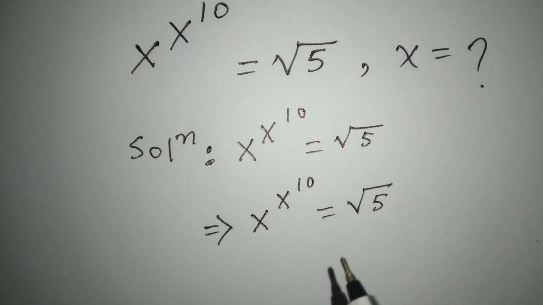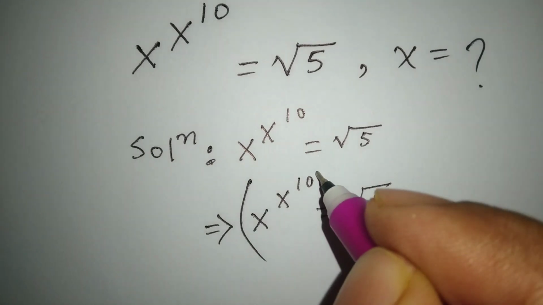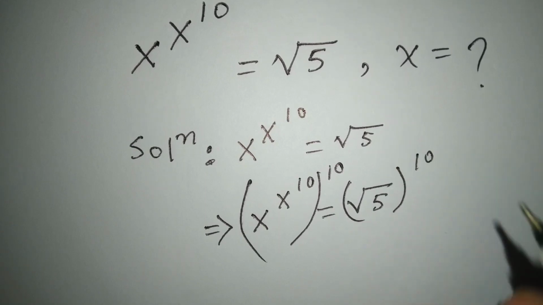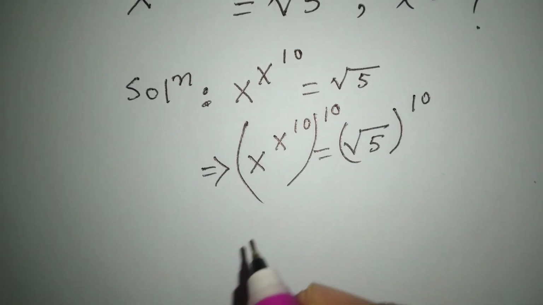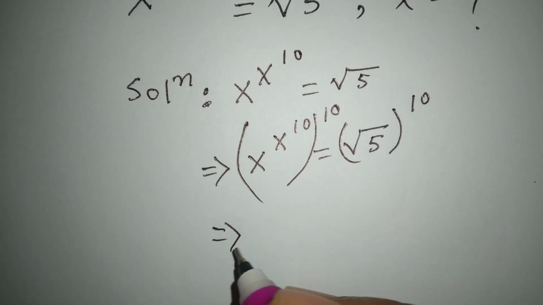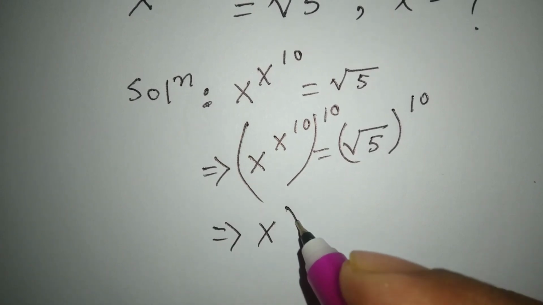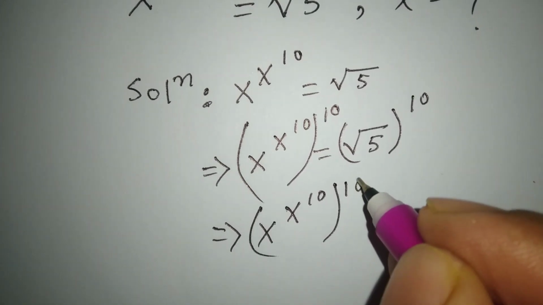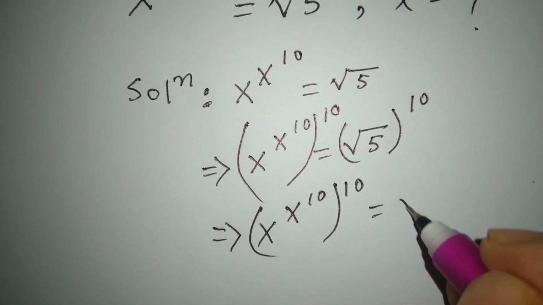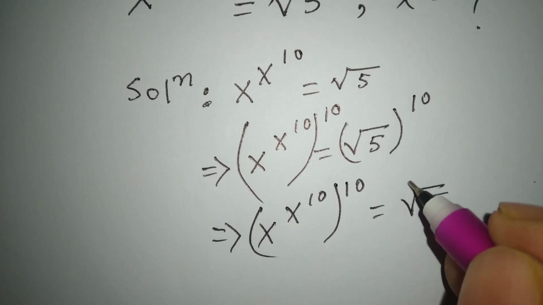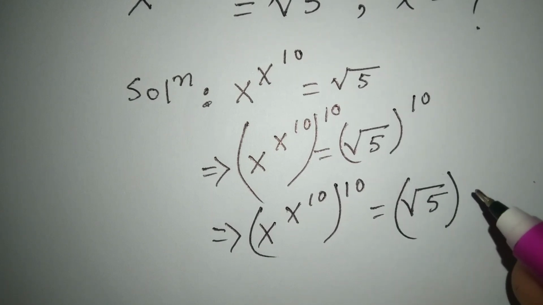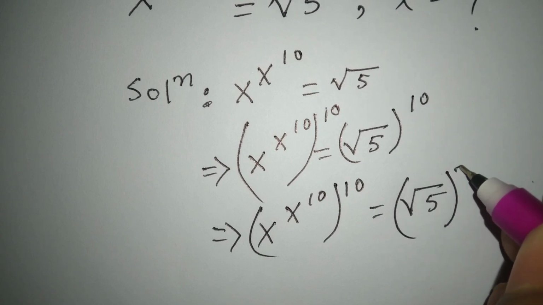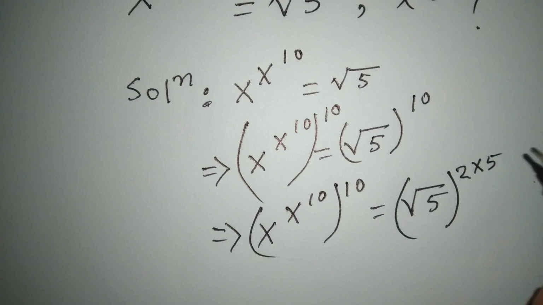Now we will take both sides to the power 10, or x to the power 10, whole power 10, is equal to square root of 5, whole power. We can write this 10 as 2 times 5.